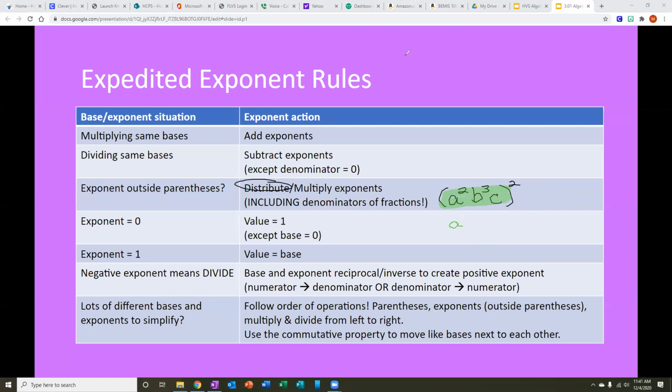So we have, oh, didn't mean to do that in green. There you go. So we have a squared, we have b cubed, squared, and we have c squared. So this is distributing that exponent. And then we use the power rule, and this becomes 2 times 2, 3 times 2, and then just 2. So we get a to the 4th, b to the 6th, and c squared.